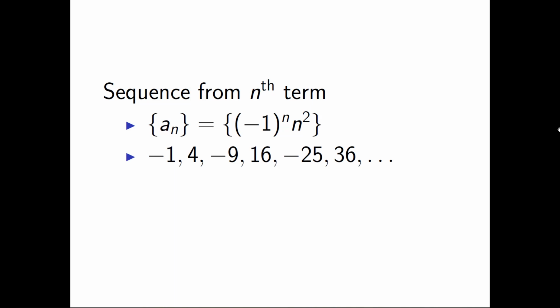So the terms of this sequence: the first term, when we plug in 1, we get (-1) to the 1, which is -1, and then 1 squared, which is 1, so it's -1. Whereas the next term, when we plug in n equals 2, we get (-1) squared, so that just becomes a 1, and then 2 squared, of course, is 4, and so on and so on. So they alternate with the square numbers.